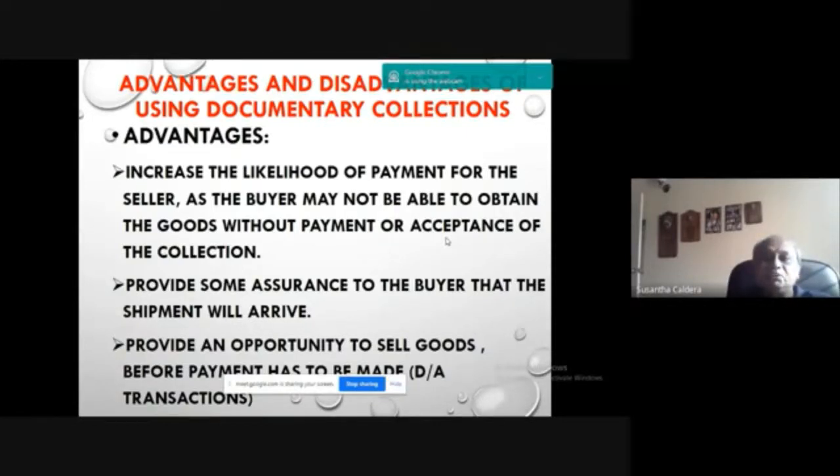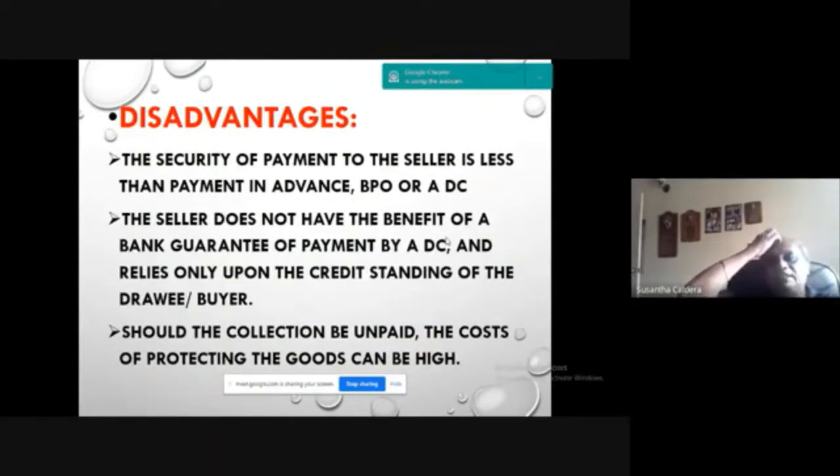Advantages of using document collection: it increases the likelihood of payment for the seller, as the buyer may not be able to obtain the goods without payment or acceptance of the collection. Then it provides some assurance to the buyer that the shipment will arrive. It provides an opportunity to sell goods before payment has to be made on DA terms. Disadvantages: the security of payment to the seller is less than payment in advance.